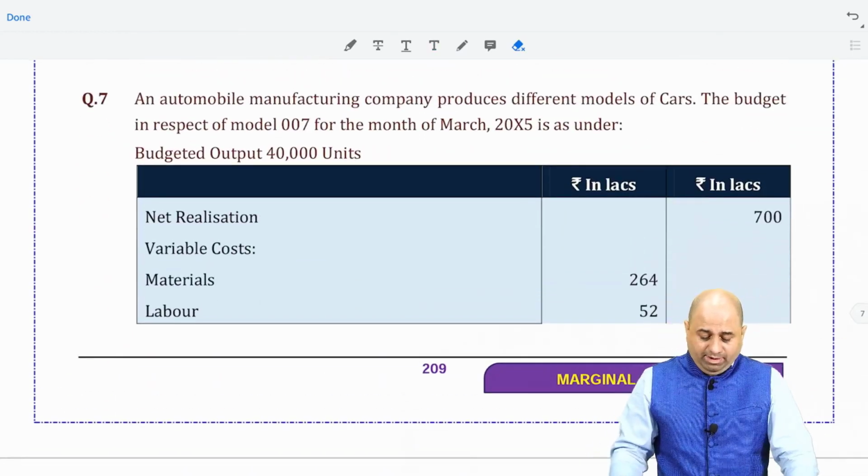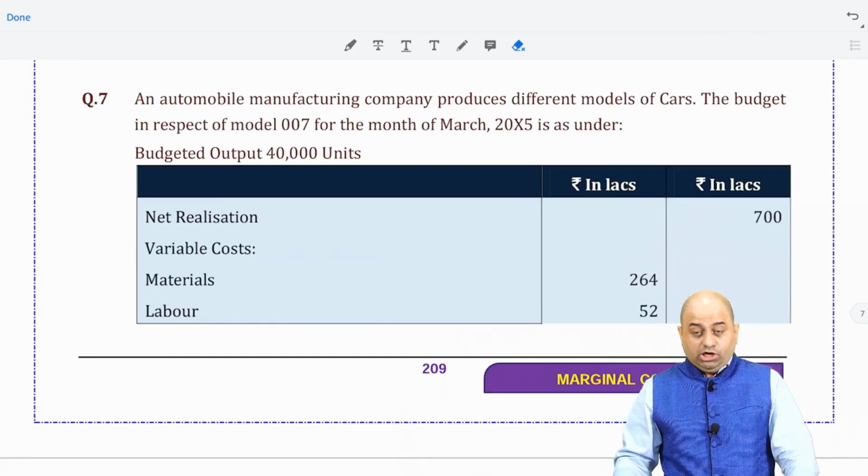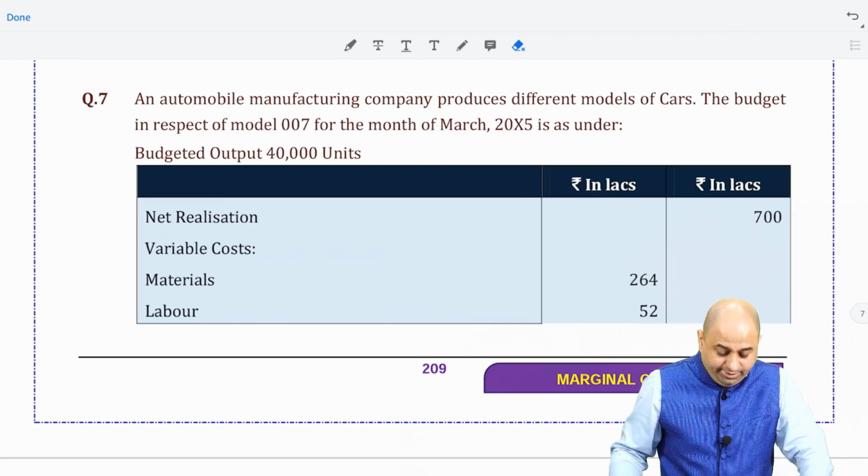Look at this. An automobile manufacturing company produces different models of cars. The budget in respect of model 007.